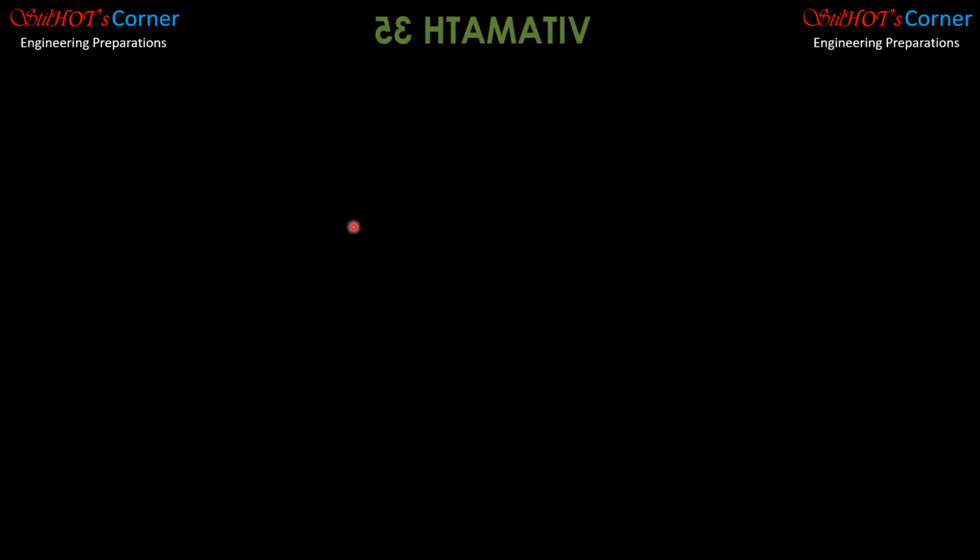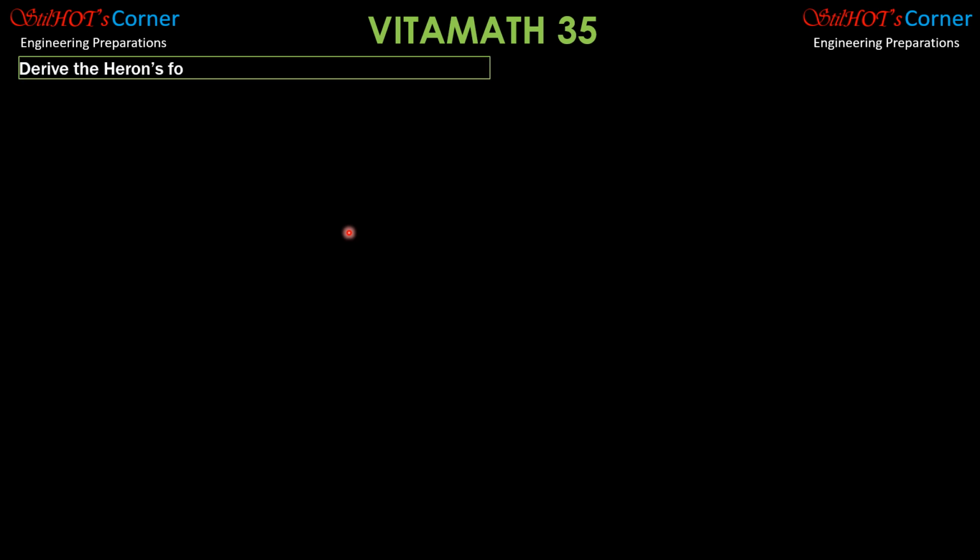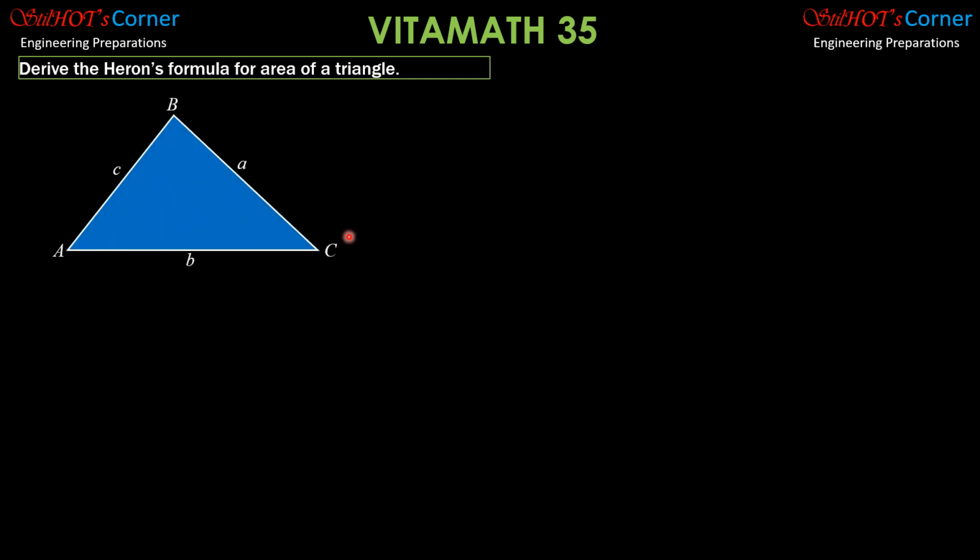Here is Vitamath 35, and in this video I'm going to present the derivation of Heron's formula for the area of a triangle. I already derived the area of a triangle in terms of the radius of the inscribed circle: area of triangle equals radius of inscribed circle times s, where s is half the perimeter of the triangle, a plus b plus c all over 2.